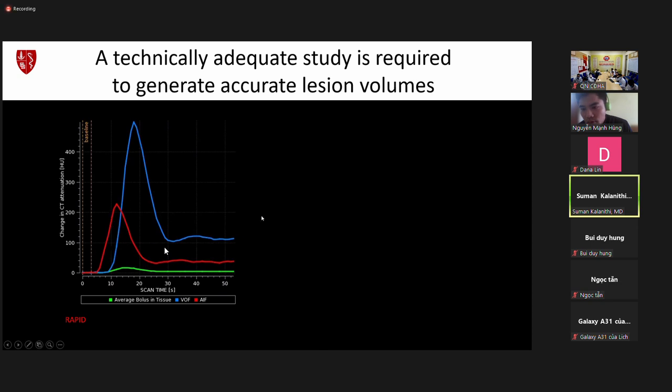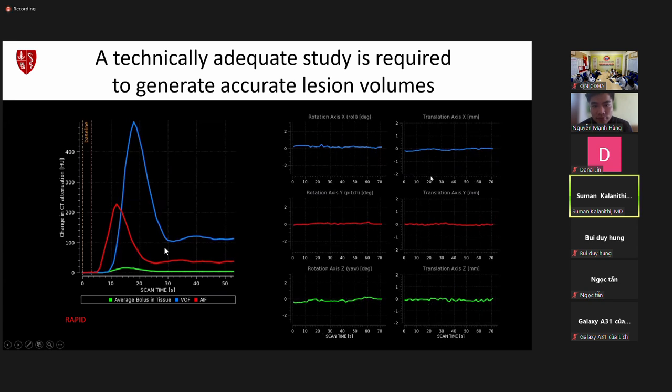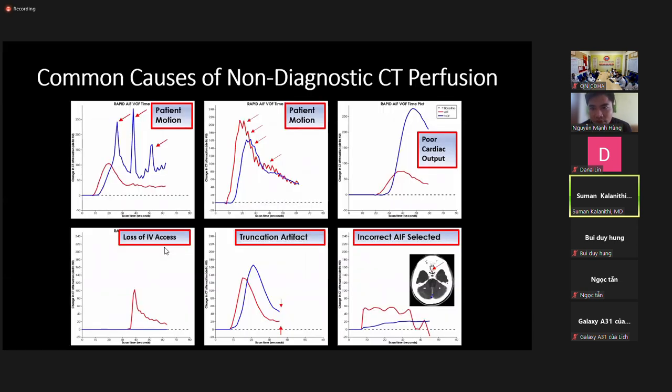Similarly, this is what terrible motion looks like. The patient was moving all over, and then this is what you want. So this is the perfect patient. You don't have to be this good, but you want to get something like this to get a good scan. So that's important. And then these are just various kinds of artifacts. You don't want to spend too much time on this. The point is that all of these look bad.